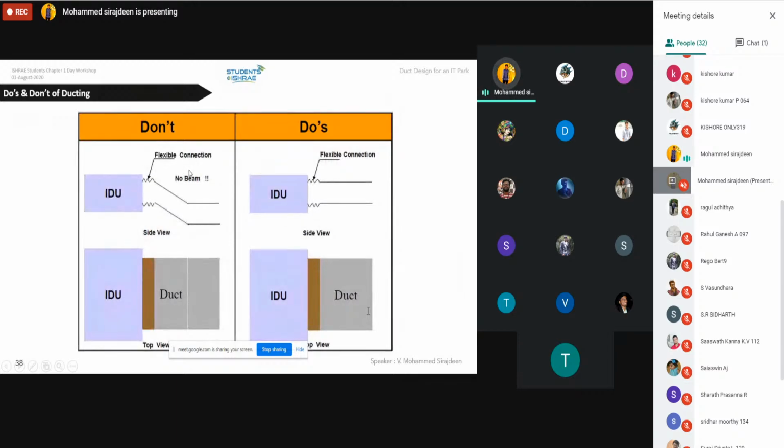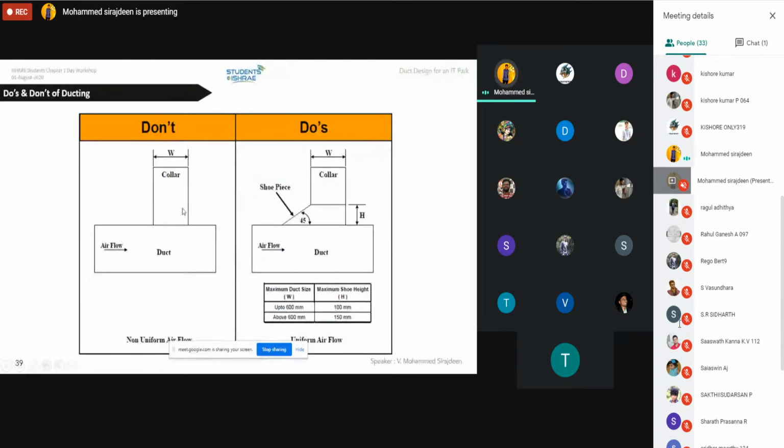Then if there is a beam, you should not take offsets like this. If you consider a beam, you should not take an offset like this. You have to keep the offset after the beam or before the beam. You should maintain that 3D length and then take the offset. There is no issue. If this is the top view, this is the offset, and in the side view, you have to take a straight duct only.